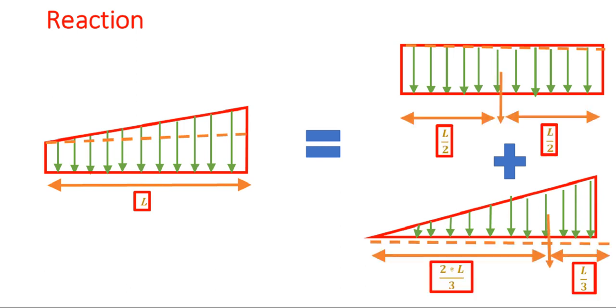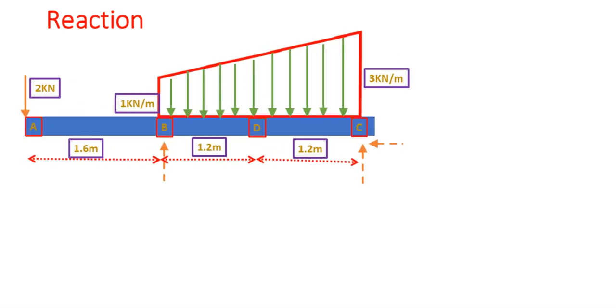Also, what is the centroid of a rectangle? It is at a distance of L by 2 from either of the sides, and similarly for a triangle it will be at a distance of L by 3 from the bottom. Okay, so that means when you concentrate the load of a rectangle, it will act at a distance of L by 2. Similarly, when you concentrate the load acting on a triangle, it will act at a distance of L by 3 from the base. Okay, so now we should start working on our equations.